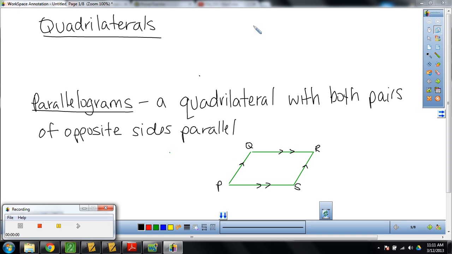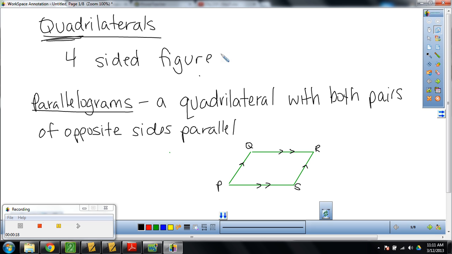Okay, so this is our first objective from our new unit, quadrilaterals. Quadrilaterals, if you break it down to the root word, quad means four, so this is our unit on four-sided figures. All of the objectives in this unit are going to be on different four-sided figures, and the first quadrilateral that we're going to talk about is parallelograms.